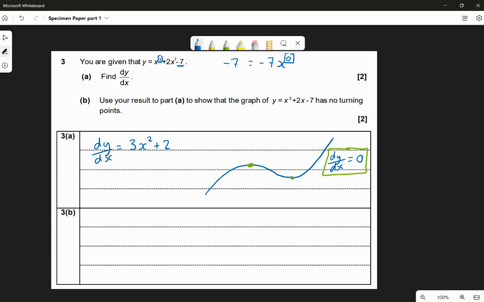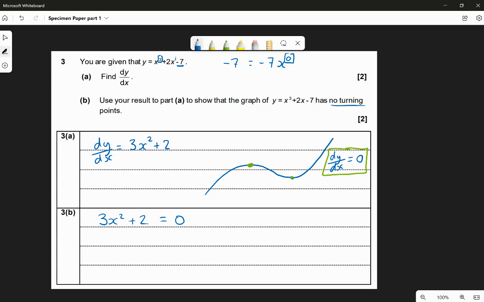Well, if I wanted to find turning points, I would try and solve when the gradient is 0. So 3x squared plus 2 is our gradient function, and I want to solve when that equals 0. Because it's asking me to show that there are no turning points, I should not be able to find a solution to this equation.